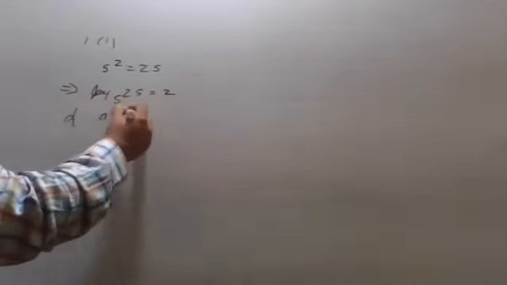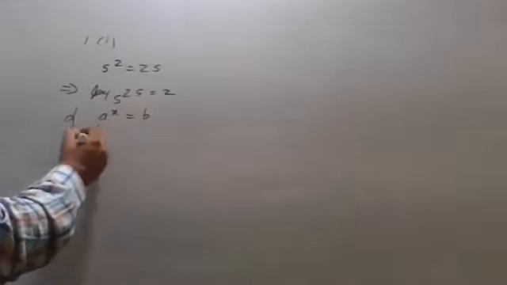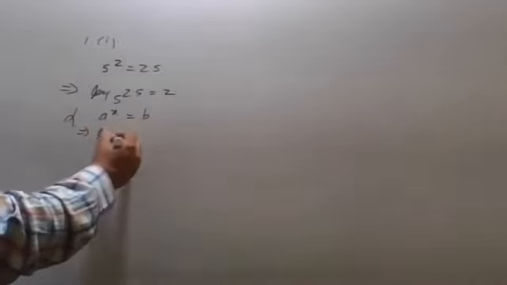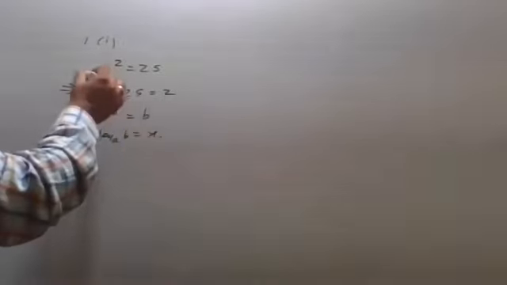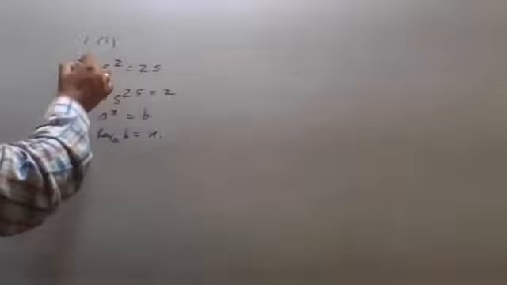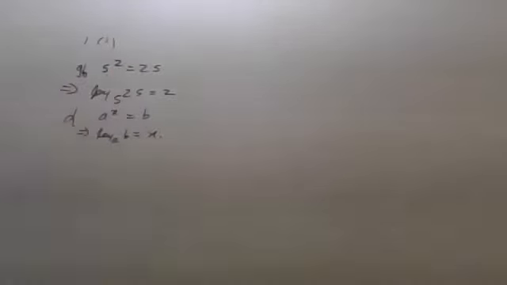We have read the formula. If a to the power x equals b, then what? Log b to the base a equals x. So using this formula, if 5 square equals 25, then log 25 to the base 5 equals 2. Is that clear to everyone?